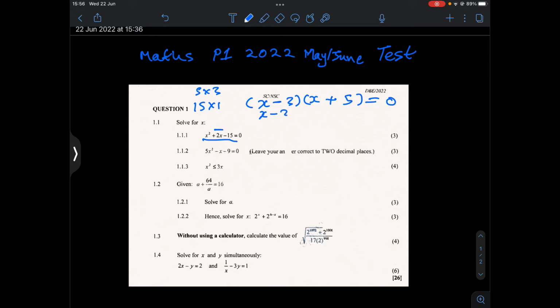So our answer now is x minus 3 equals 0, or x plus 5 equals 0. Therefore, the final answer is x equals 3 or x equals negative 5. Then you scoop your 3 marks there.